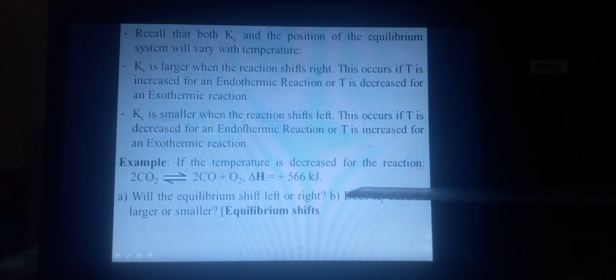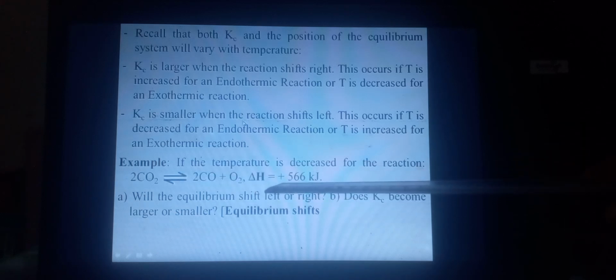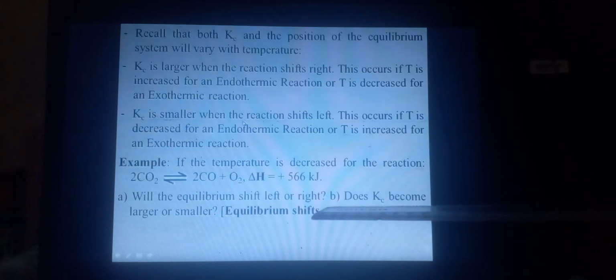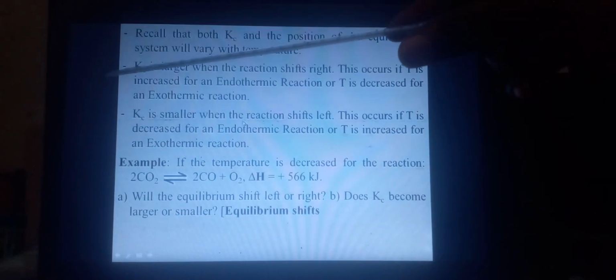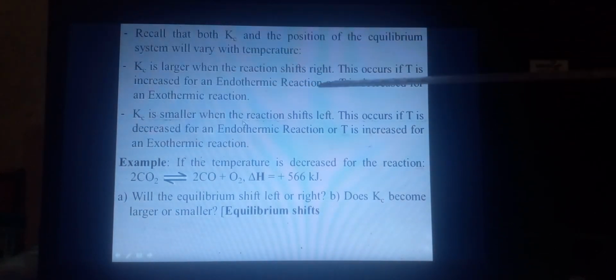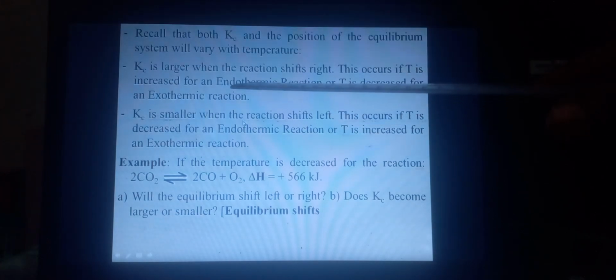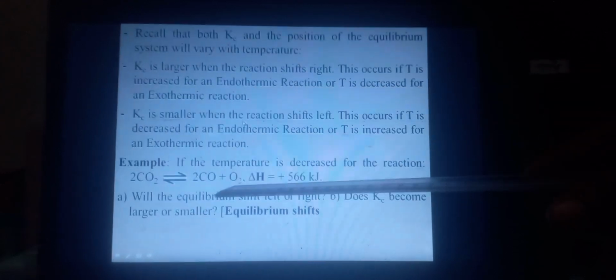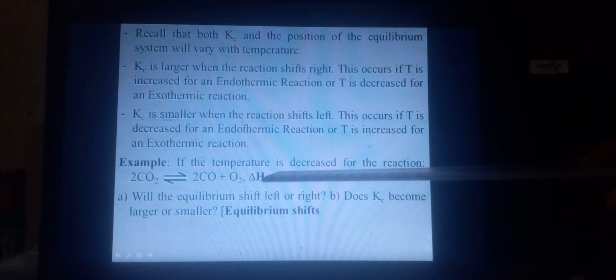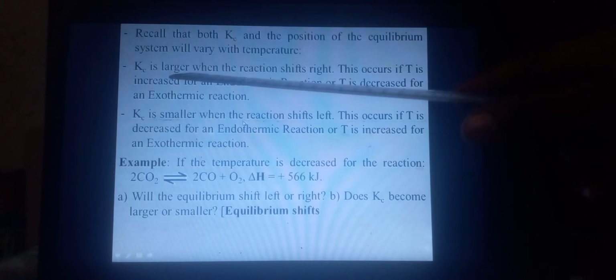If the temperature is decreased for a reaction, remember this one is what? An endothermic reaction. This value is positive, endothermic reaction. So the forward reaction is endothermic. And remember the first statement: Kc is larger when the reaction shifts to the right. That's the forward reaction, if T is increased for an endothermic reaction. So in this case, assuming the temperature was increased, then the value of Kc will be larger.